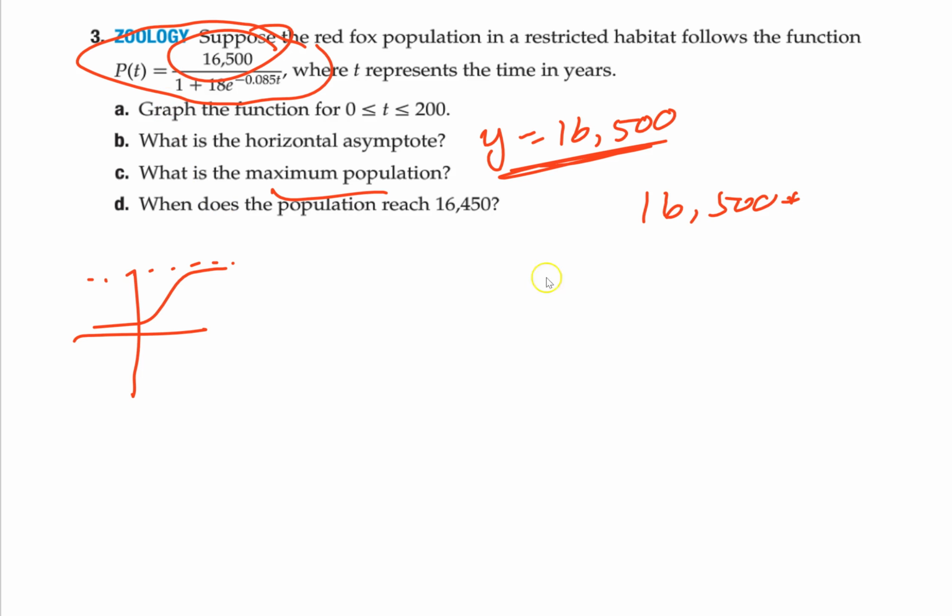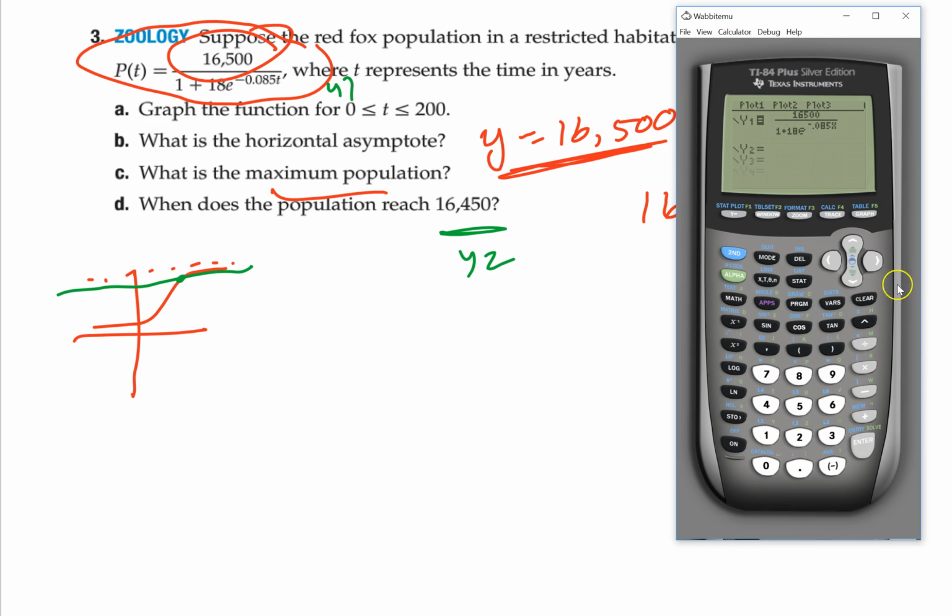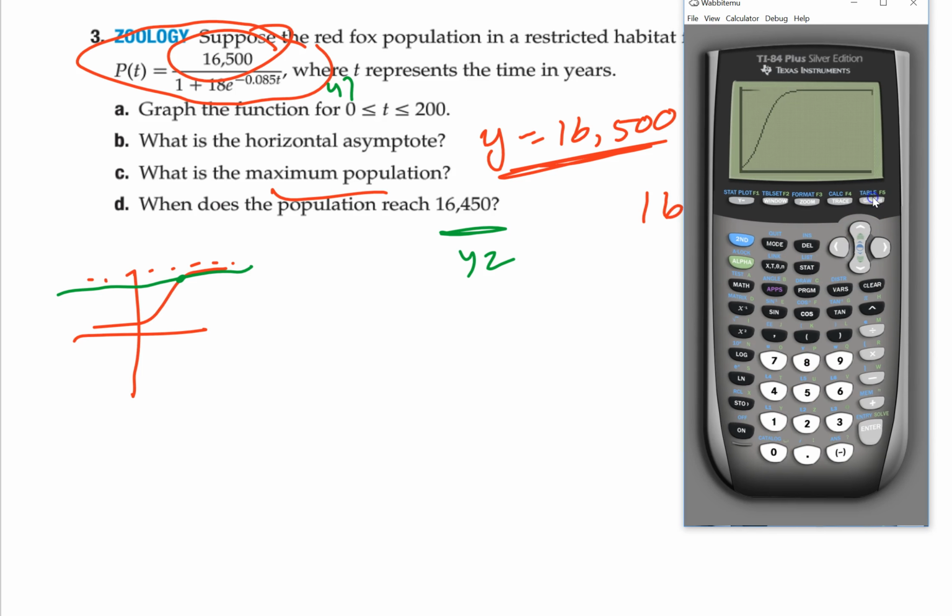When the population reached 16,450. Again, we already have the graph of this. This is y1. Let's type that in as y2. See where they cross. See what our answer is. So I'm gonna go y equals, go to y2, type in 16,450, hit graph. Then we're gonna find its intersection by going second, calculate intersection, hit enter, second curve yes, guess yes, and then you get about 102.19.